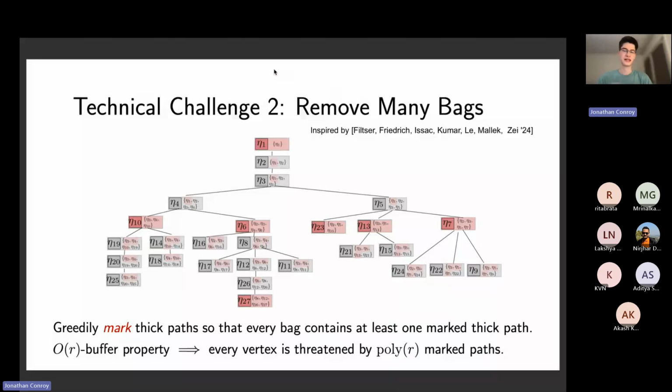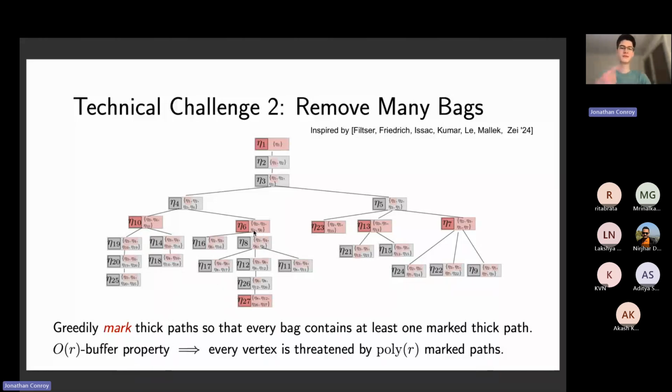is this greedy algorithm. You can start with the root of the tree decomposition. Say you mark it. It contains, let's say, this thick path 801, and then you skip past all of the bags that contain 801 until you reach a new bag that doesn't contain this 801 that was marked. And now we mark all of the thick paths in it, and so on.